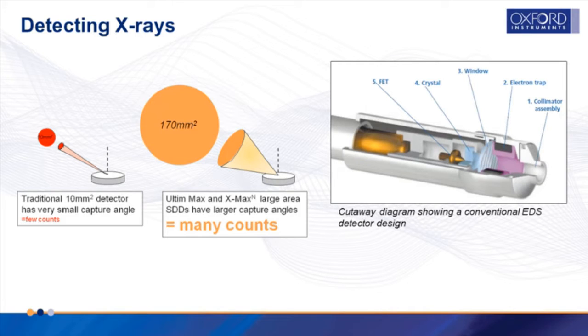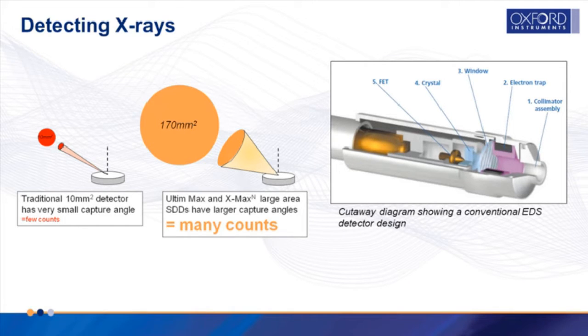X-rays are emitted in all directions. Smaller detectors will therefore detect a smaller proportion of X-rays. How close the detector is to the sample also plays a role. A smaller detector closer to the sample will count more X-rays than a larger detector a long distance away. We have optimized detector performance by producing very large area detectors, 100 and 170 mm squared, which are located as close to the specimen as possible.